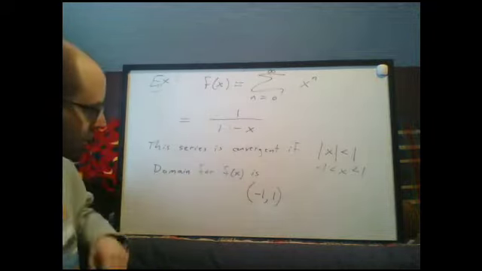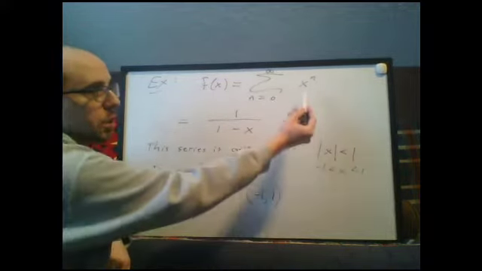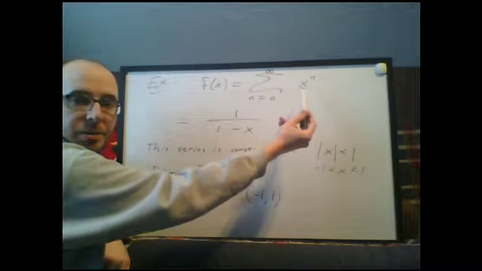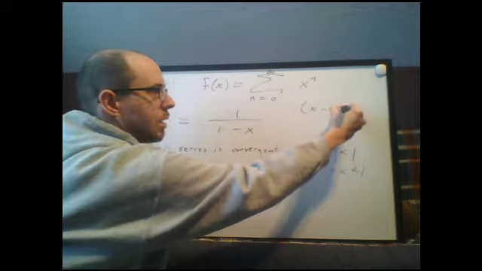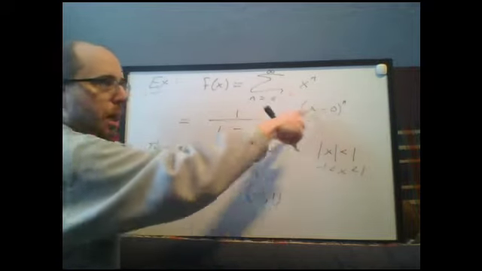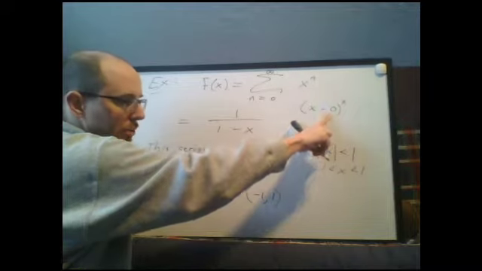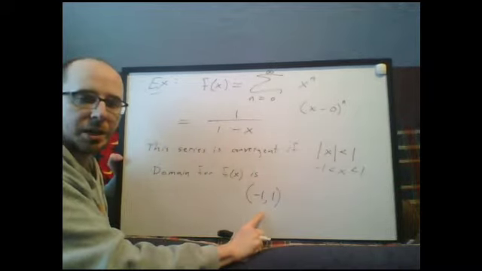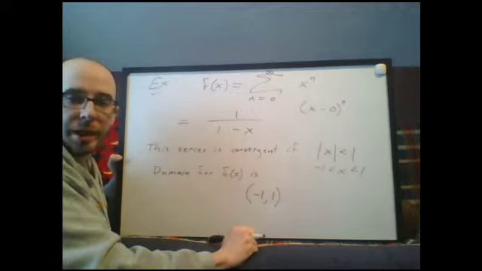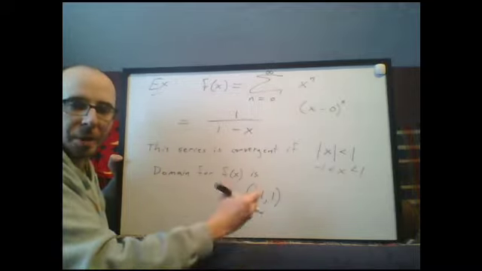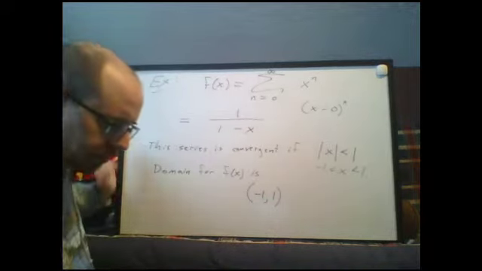Okay, and while I still have it here, about the center of a power series, well, this one is x to the n. That's the same thing as (x minus 0) to the n. So this power series is centered at 0. The a value for this power series is 0. And if you look at the domain here, it's the interval -1 to 1, and right in the middle of that interval is 0. So our domain will be centered at whatever the center is. We'll talk more about that a little bit later.